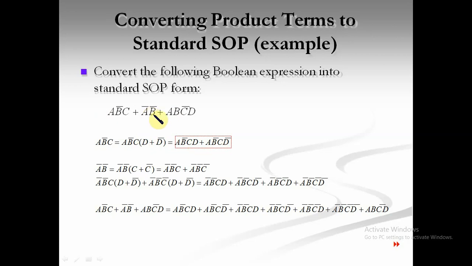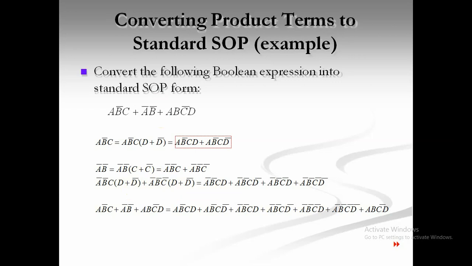Again, in A bar B bar, two terms are missing. First add C, that is C plus C bar, then multiply, and we get the equation. Then again one term is missing, so you add D plus D bar and multiply with those terms, and you get the equation.